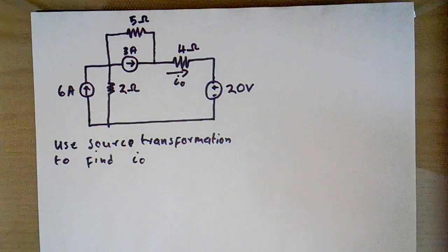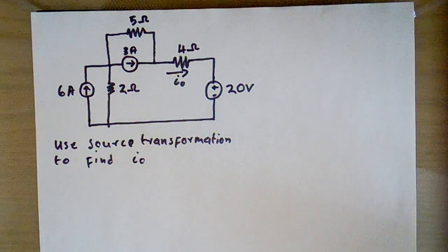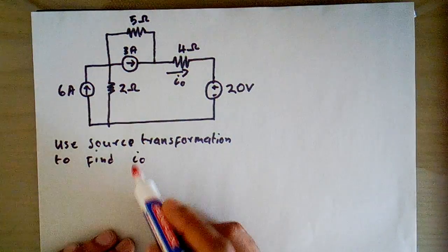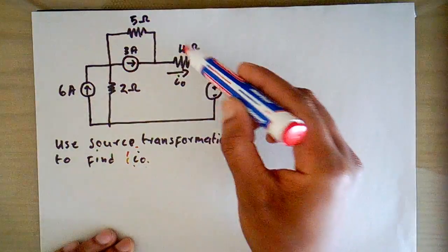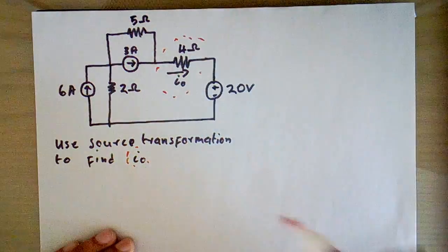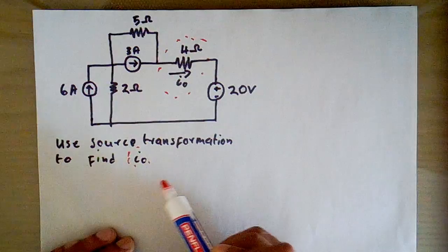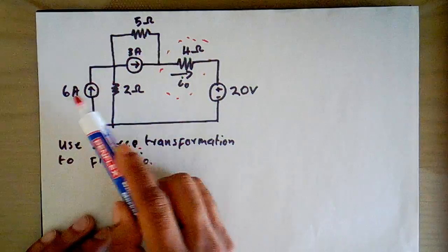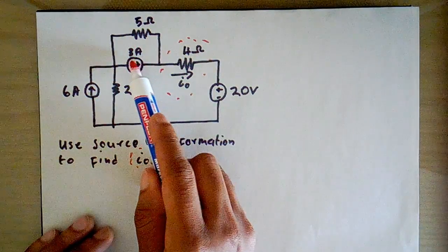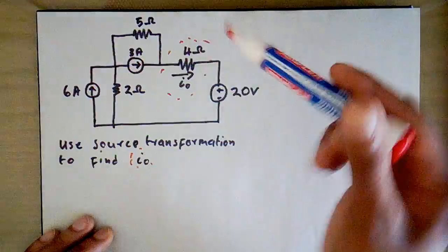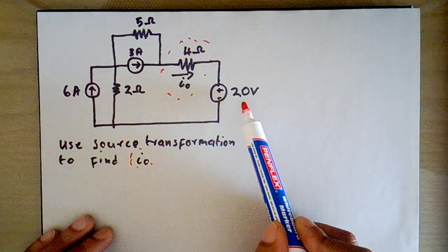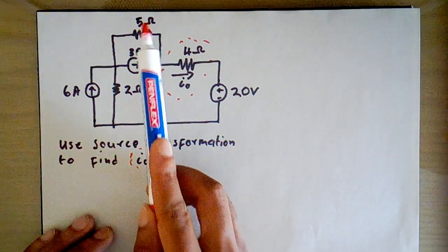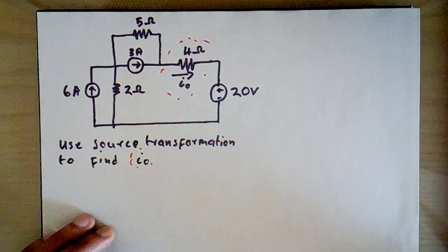Today's lesson we're going to solve a circuit using source transformation. As you can see, we are asked to find this current I0, which is in this resistor. We have three sources: two current sources, 6 ampere and 3 ampere, and a 20 volt voltage source. We also have a 2 ohm resistor, a 5 ohm resistor, and a 4 ohm resistor.